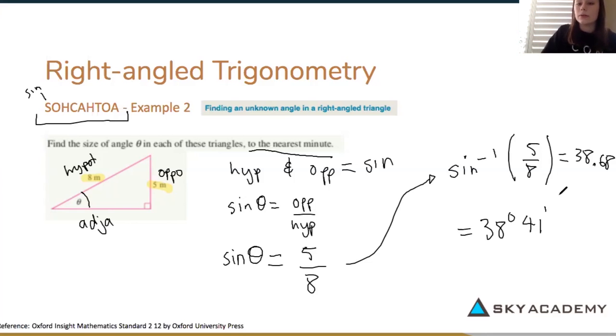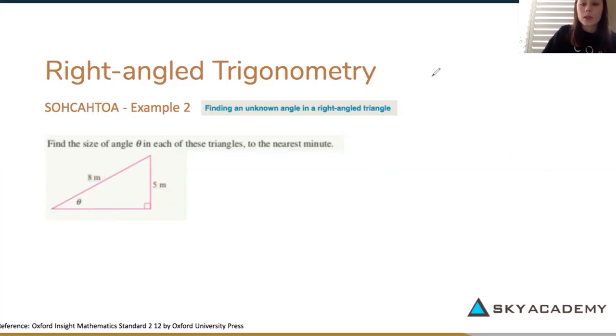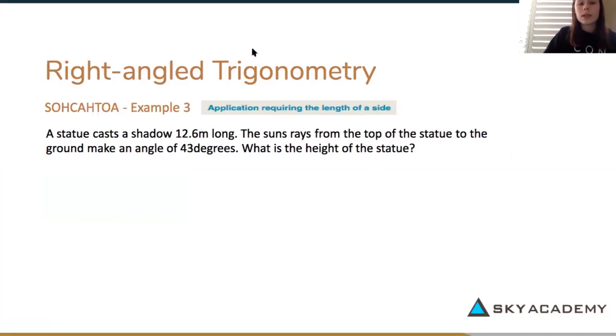So now let's have a look at a real life example. These examples are really common in tests. They might use a boat out on water, and there's a cliff, and then the boat's down here, and that's how they get their triangle. That's a really common one. But in this question, we have a statue which casts a shadow 12.6 meters long, and the sun rays from the top of the statue to the ground make an angle of 43 degrees. What is the height of the statue?